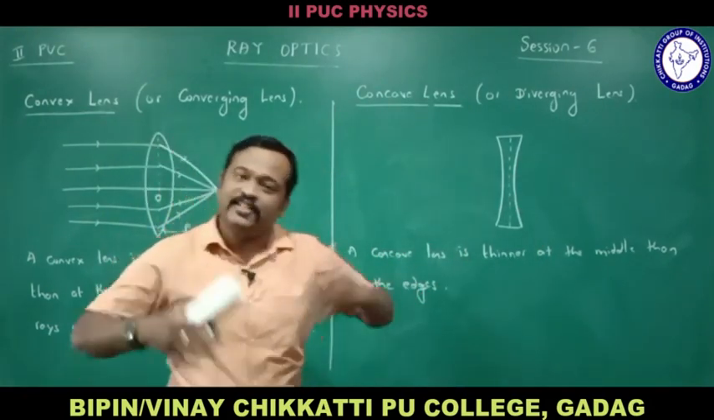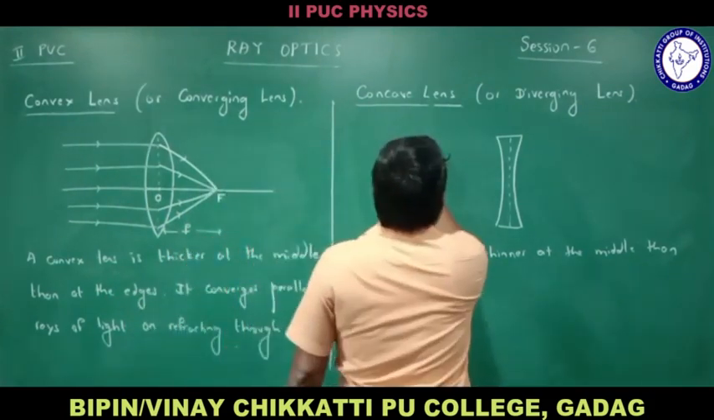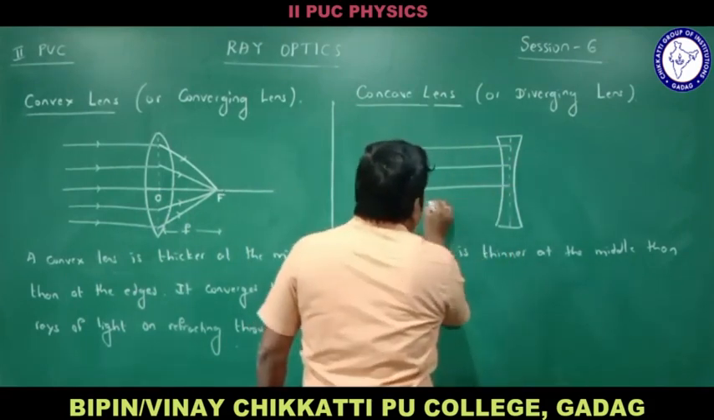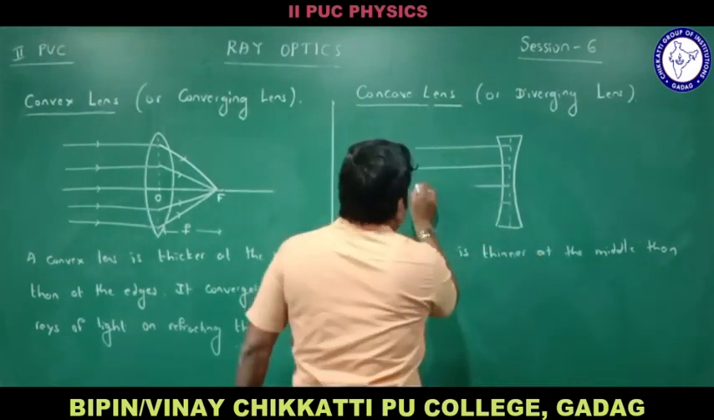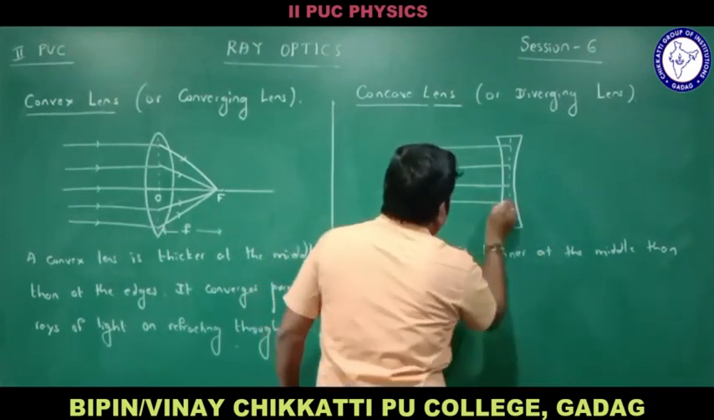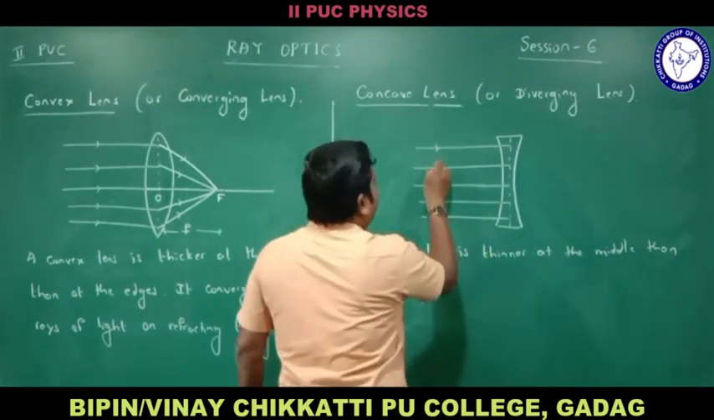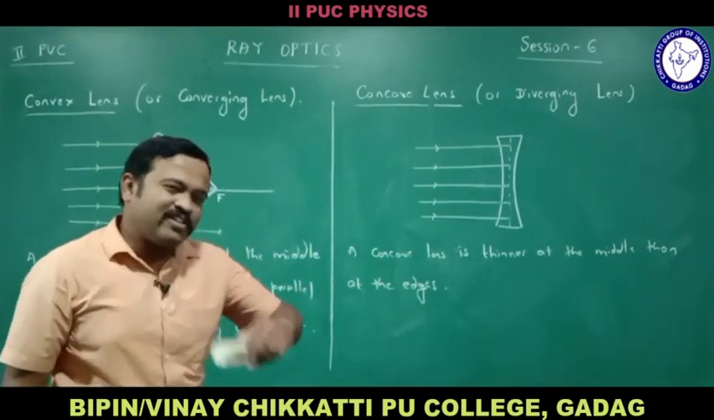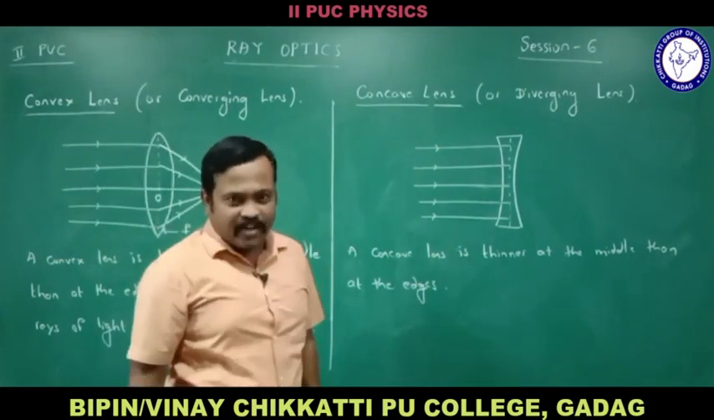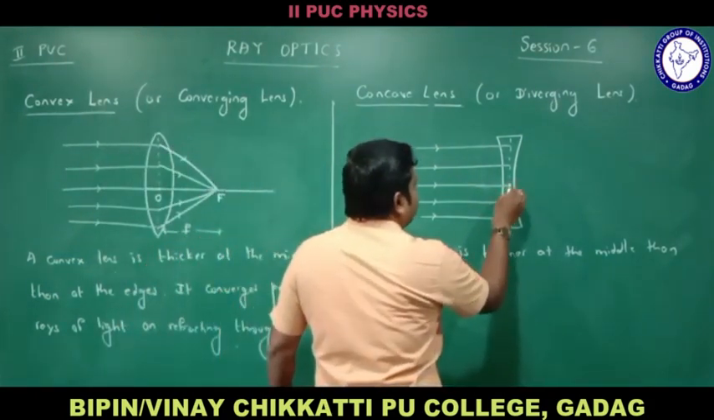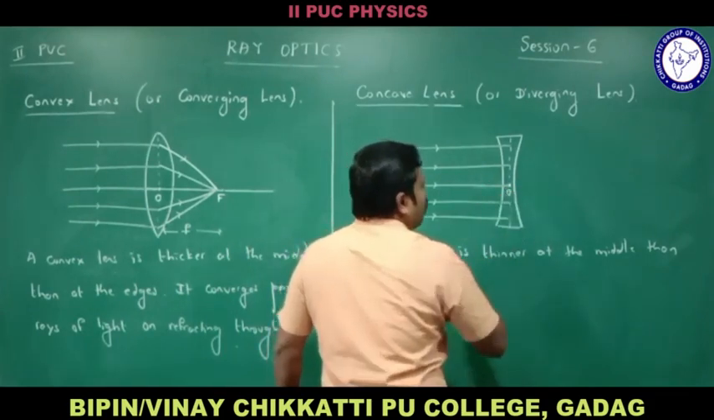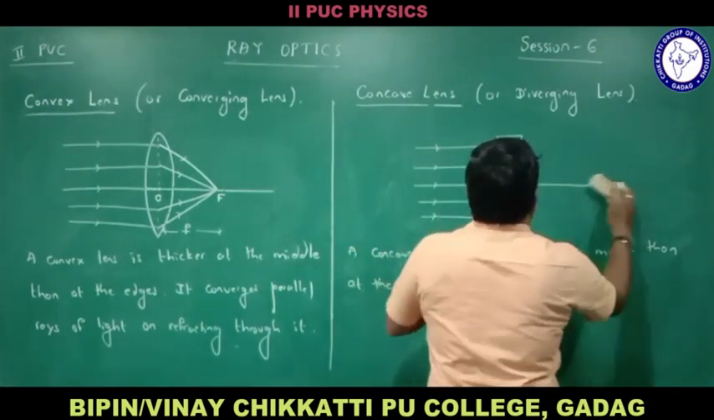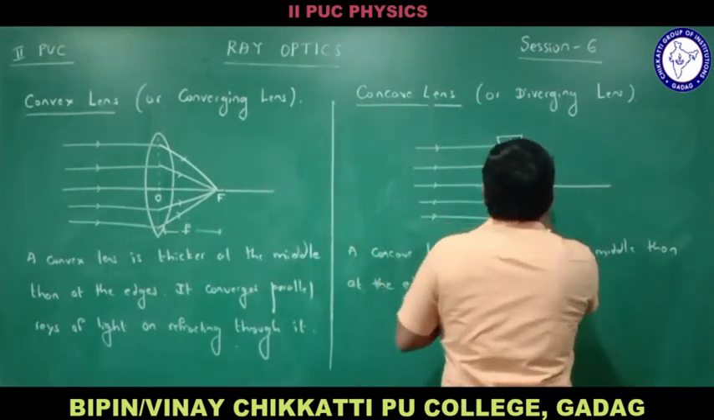Why is it called diverging? Because it diverges. Let me take parallel rays of light incident on this concave lens, like this. These come from an object which is at a far distance, at infinity, and that is when we get parallel rays of light. If I take a ray which passes through the optic center, it will not deviate at all. It will move forward like this.